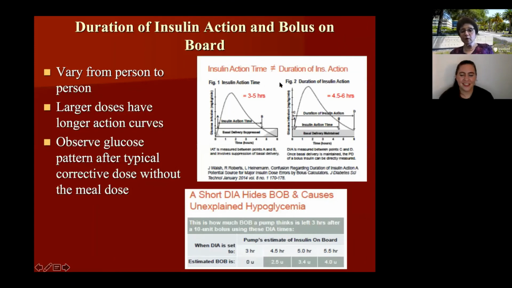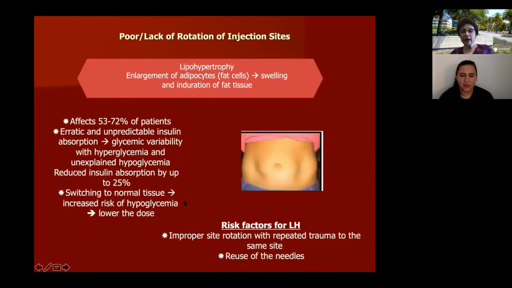So this is more for duration of insulin action and the bolus on board. We already talked about that. So look for the hypertrophy sites. We have amazing algorithms, we have amazing pumps, but if the sites don't work, then there's no algorithm that's going to take care of it. Right, if the insulin is going into the scar tissue, the algorithm is not going to fix it. So look for the sites.